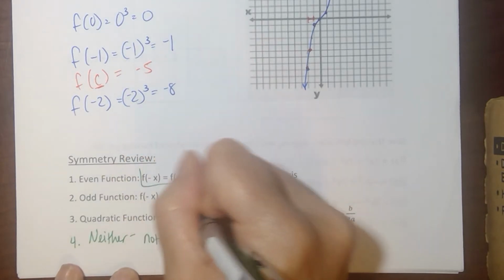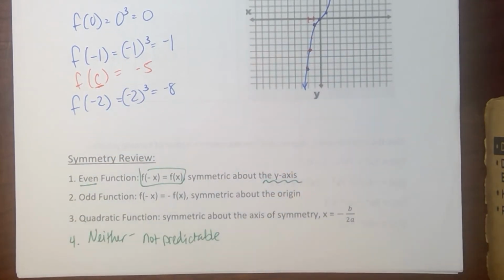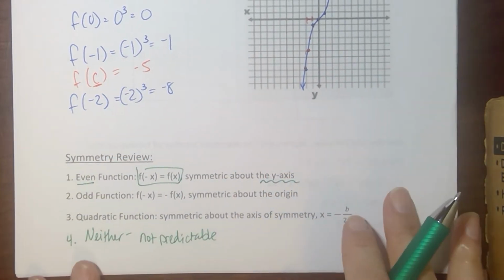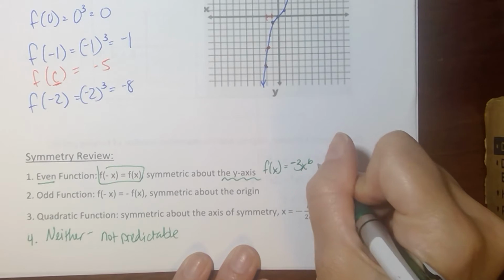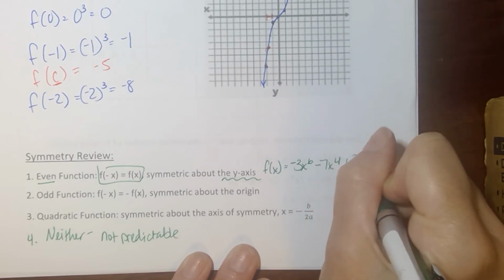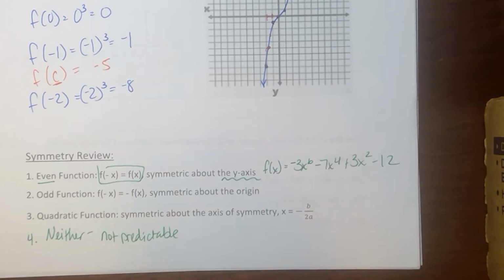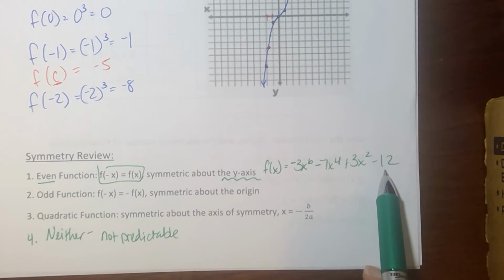Okay, if I plug in -x and I get out the original function, nothing changes, that's even and it's symmetric about the y-axis. An example of this might be the function f of x equals -3x to the 6th minus 7x to the 4th plus 3x to the 12th minus 12. Notice that all of my exponents are even, so that when I plug in that -x, all those negatives pair up, nothing changes. Constant is constant. By definition, it does not change. So this is an example of an even function.